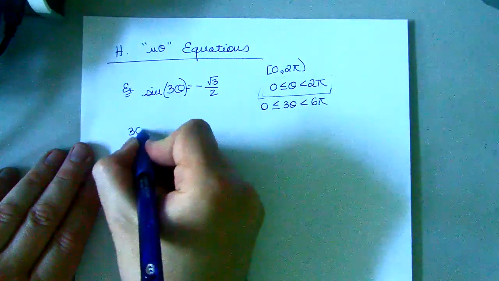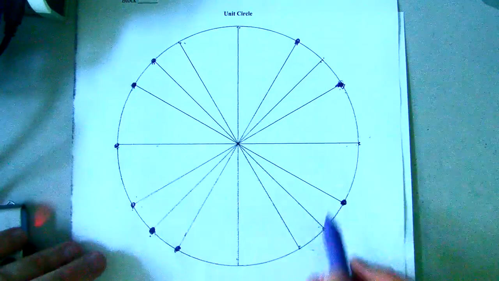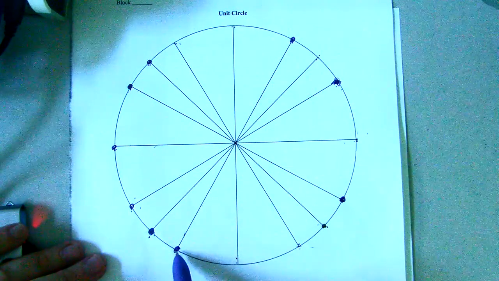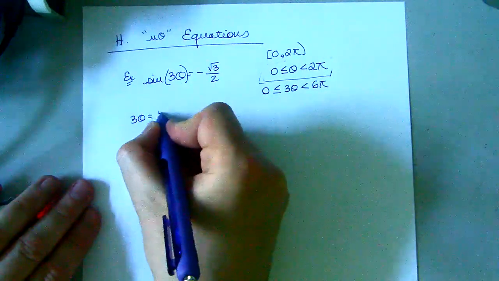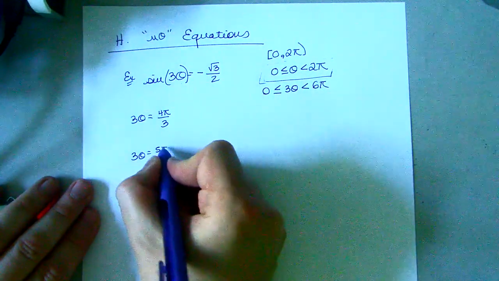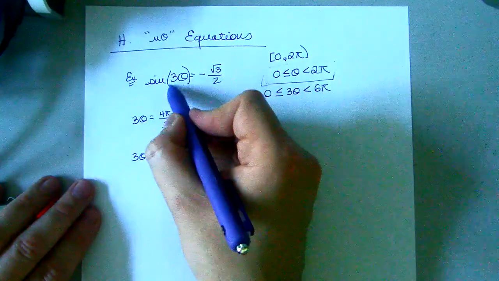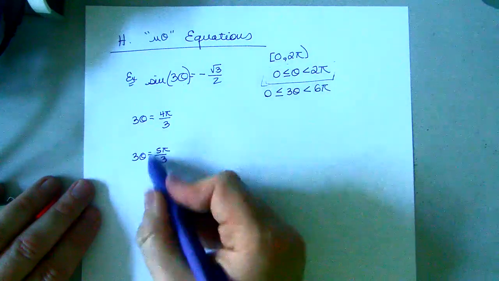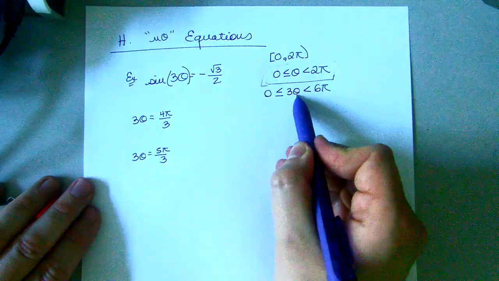Here's what we're going to say. 3 theta equals... What angles here have a sine of negative root 3 over 2? I think this angle and this angle. This is 4 pi over 3, and this is 5 pi over 3. I'm going to say not theta equals that, but rather 3 theta equals 4 pi over 3, and also 5 pi over 3. If you don't believe this, 3 theta is 4 pi over 3, so what's the sine of 4 pi over 3? Negative root 3 over 2. Same logic over there.